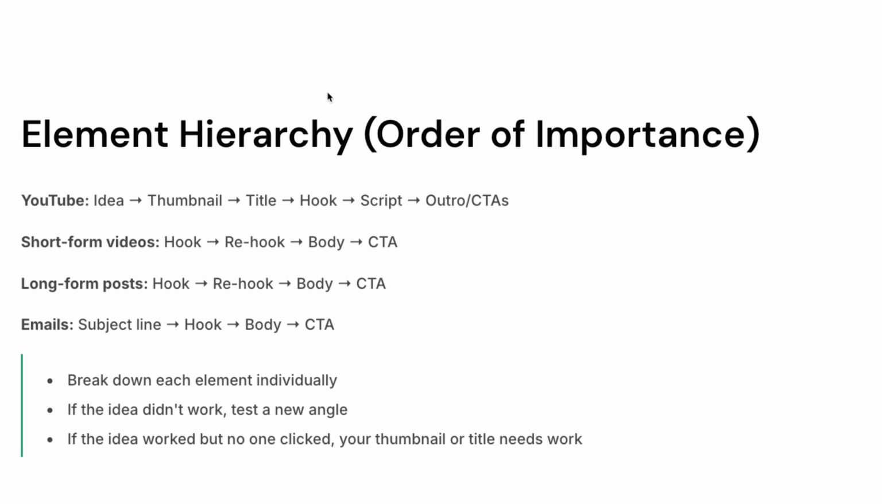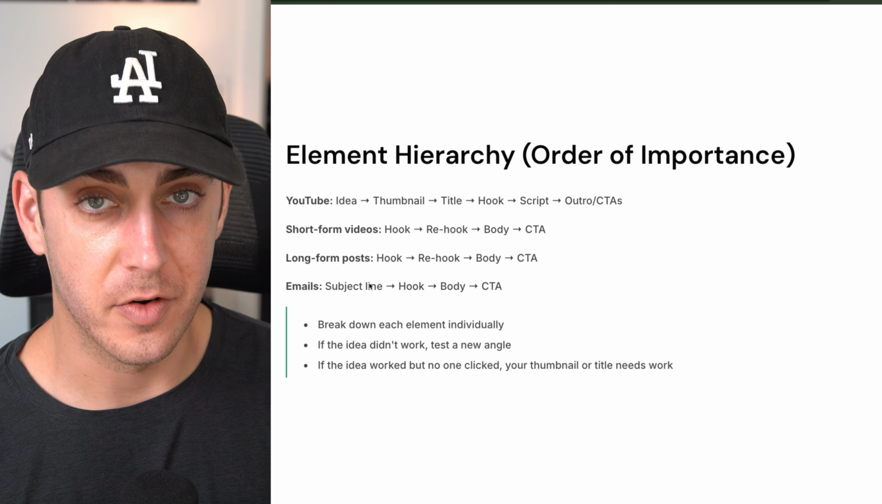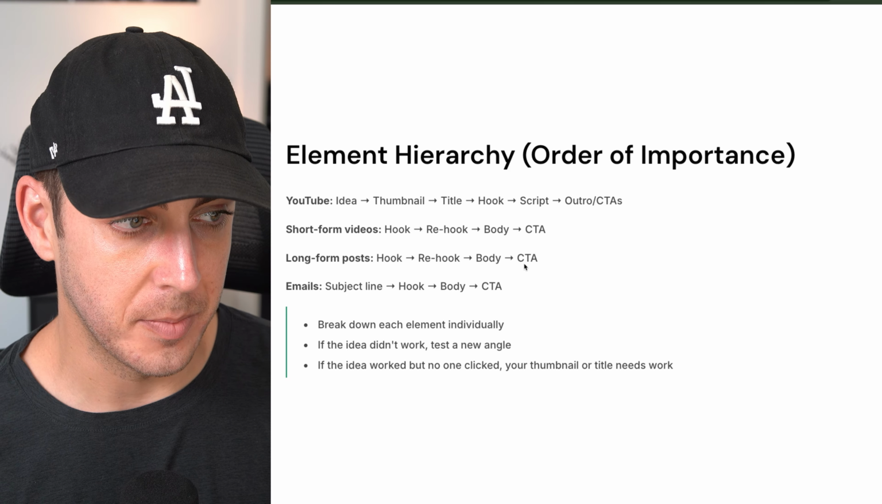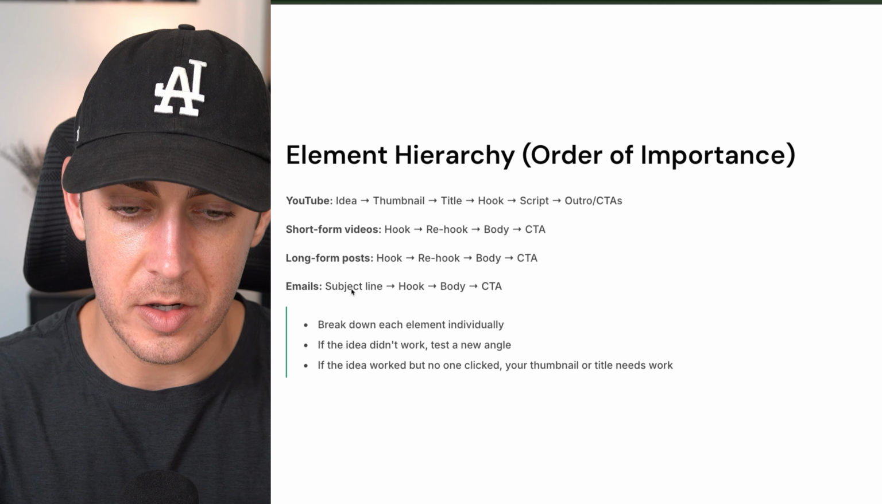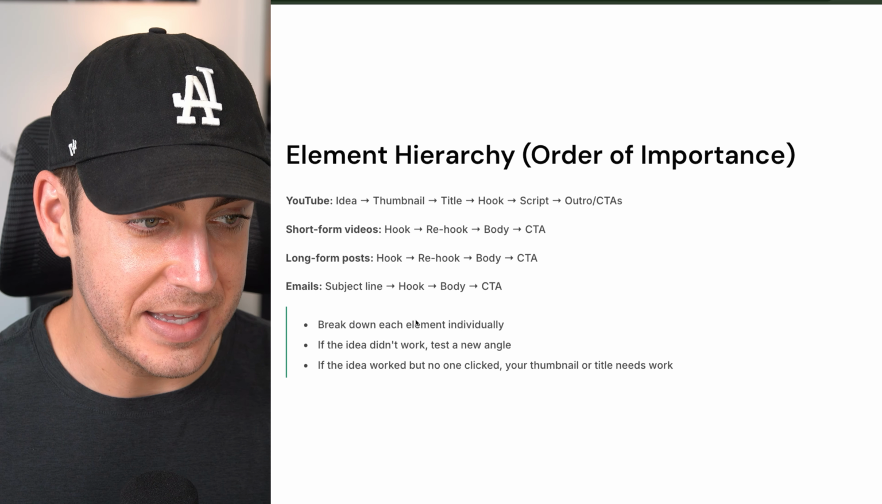So I created this element hierarchy for you to know exactly what you should be looking at first when you're reviewing your content. So for YouTube, you want to look at the idea first. The idea of your video is the most important part because it's the backbone of everything else. You want to look at your thumbnail, then your title, hook, script, outros, and CTAs. For short form video, look at your hook, look at your rehook, body, CTA. For long form posts, so this is like X threads or LinkedIn posts, look at the hook, the rehook, the body, then the CTA, and for emails. So if you're repurposing one of your YouTube videos and putting it on an email for your newsletter, look at the subject line first, then look at the hook, then the body and CTA.